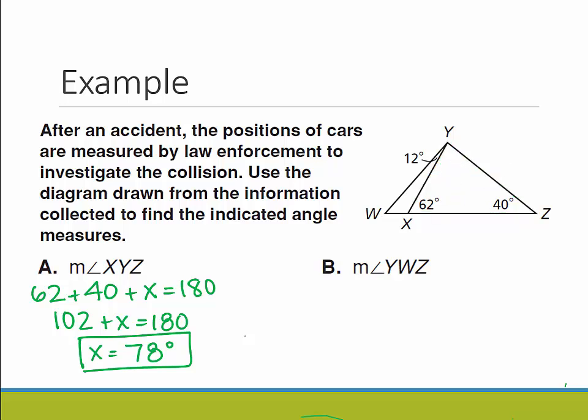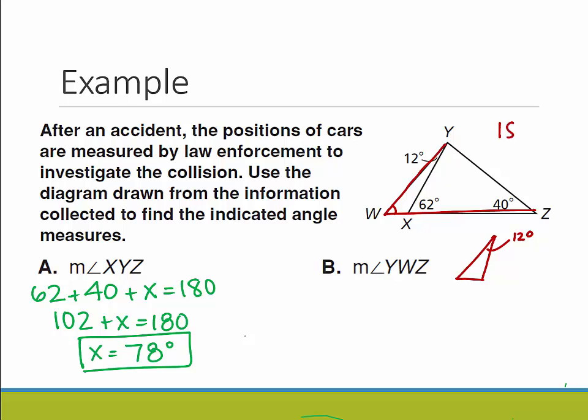Now let's find the next one. We are asked to find YWZ, so this angle right here. In this little sliver of a triangle, it only tells us that this is 12 degrees. But because this is 62 right here, we know that this has to make up the rest of 180.